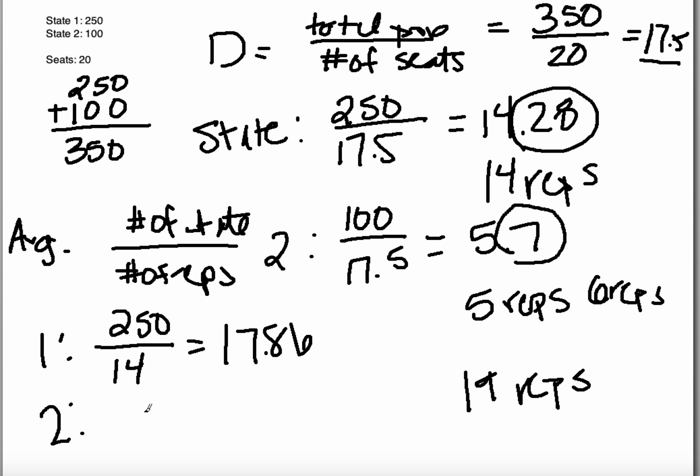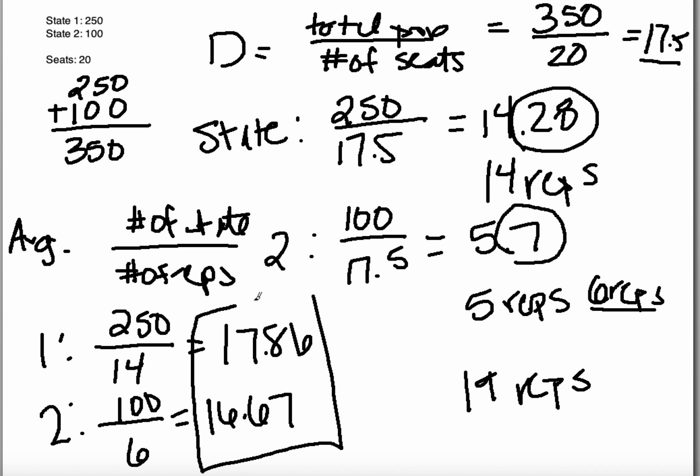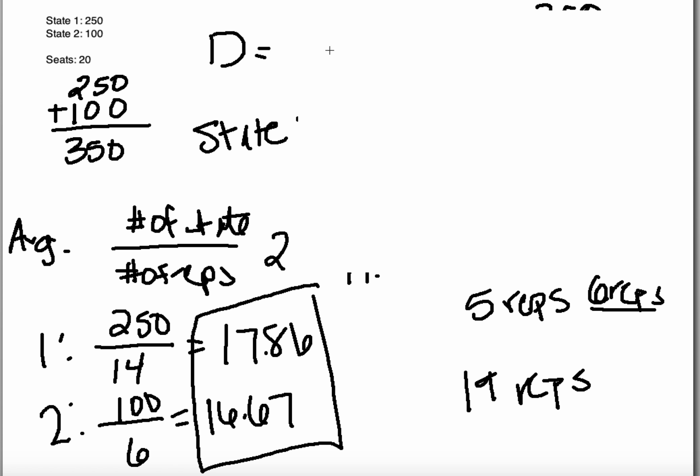The average constituency for state 2 is 100 divided by, I gave them 6 reps. So I gave them one of my extra ones. So I have to use the 6 here, which is going to be 16.67. So this is my average constituency. You would go through and follow this process for all 10 states. Take their population, divided by the number of reps that you give them. Now, this number is going to be used to find our unfairness. I'm just going to clear my screen a little bit so I have a little more room here.